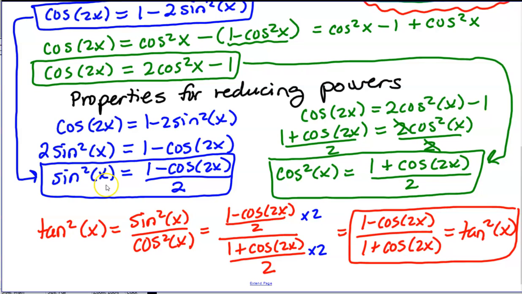These three properties, sine squared, cosine squared, and tangent squared, that all end up with something with cosine of 2x in them, are called the properties for reducing powers. And these are all three really important for calculus, because there are times when a calculus procedure cannot be done if the function is squared, but it can be done if the function is not squared. So this gives the opportunity to rewrite a squared trig function in terms of an unsquared trig function, which is going to be really useful.